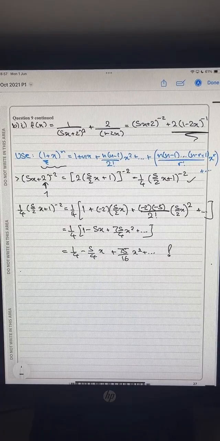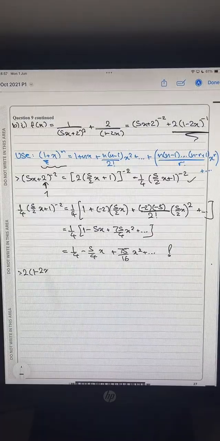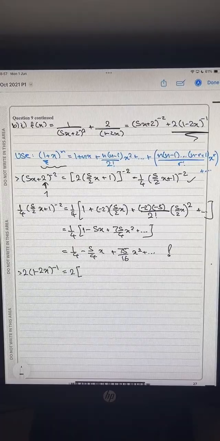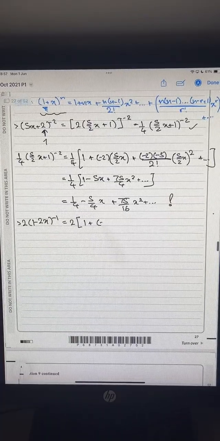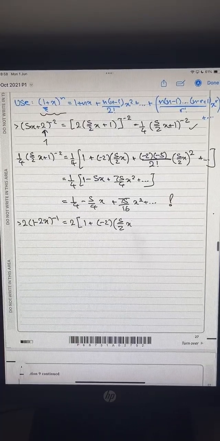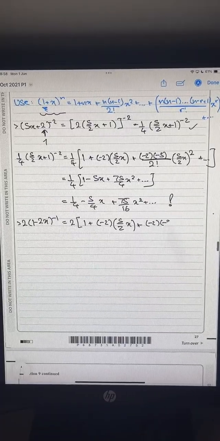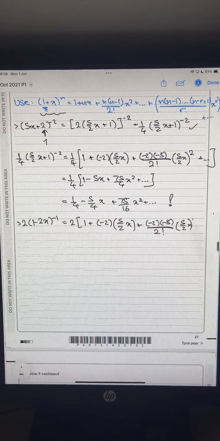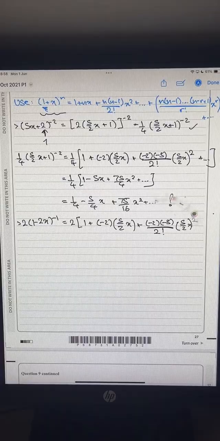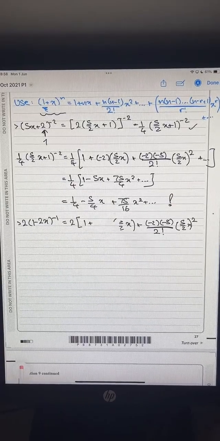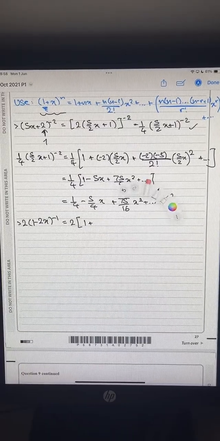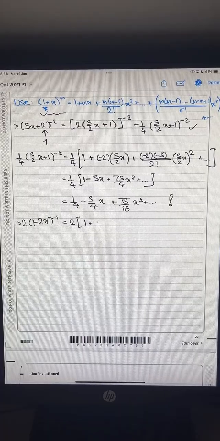So I have for part 2 times (1 minus 2x) to the power of negative 1. That is going to be equal to 2 multiplied by, and this is already in a form which I like because I have a 1 here. So I have 1 plus negative 2 times by 5 over 2x plus negative 2 times negative 3 divided by 2 factorial, and then I have 5 over 2x whole squared. I am using the wrong one, apologies. Just realized, 1 second. I'm doing the top one again. Yeah, very long question, a lot of silly mistakes you can make.